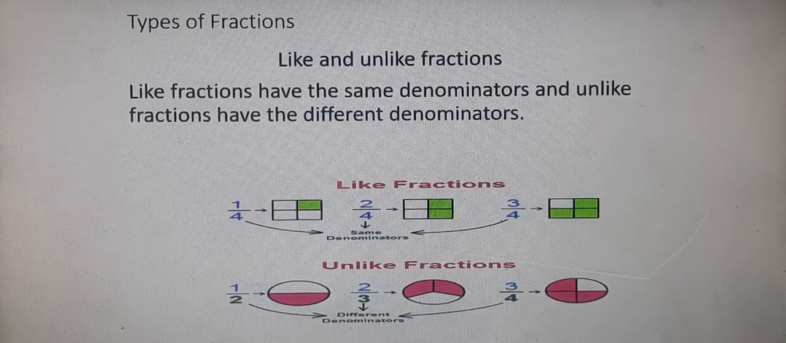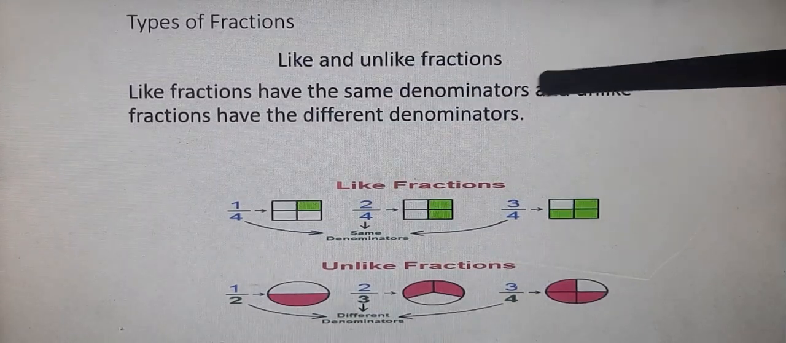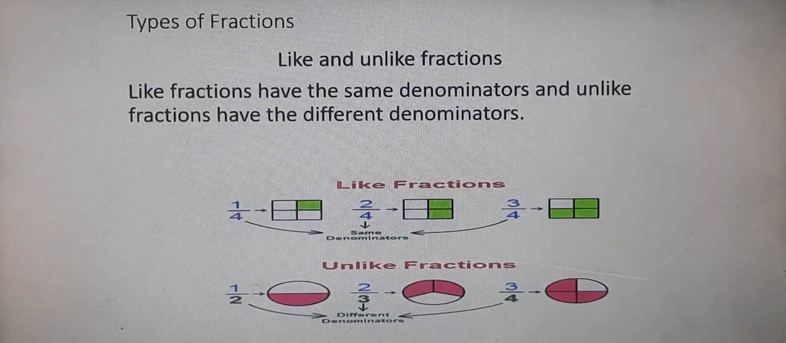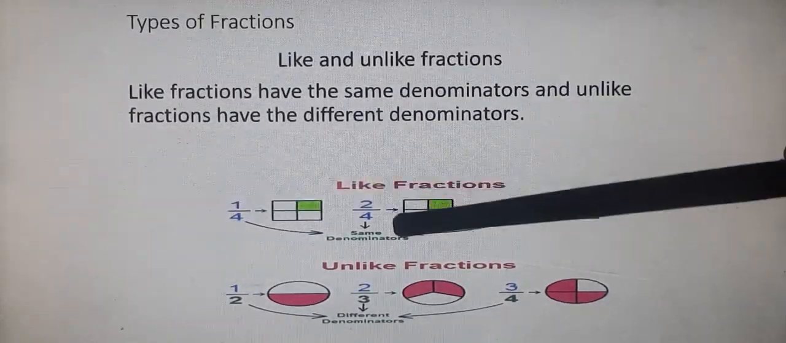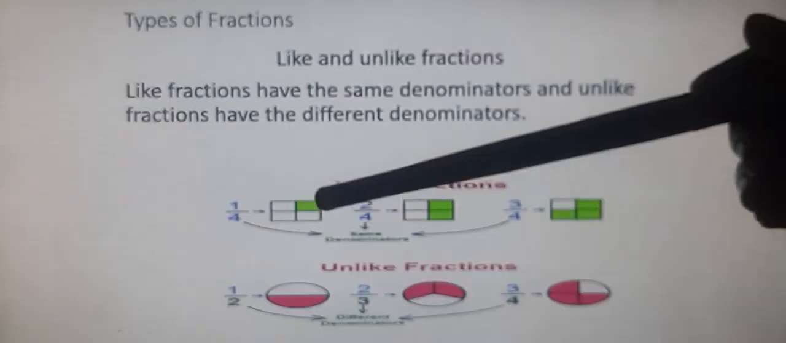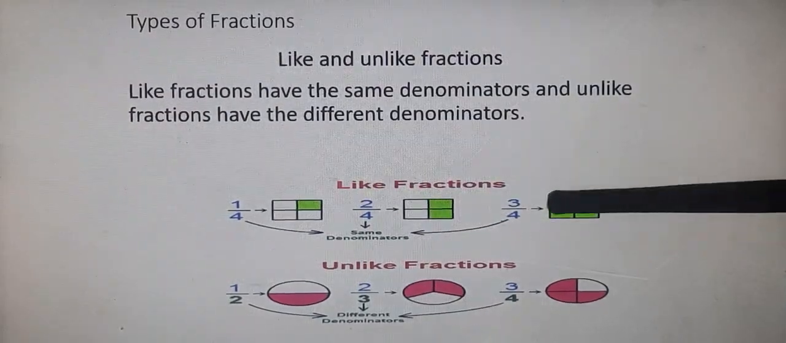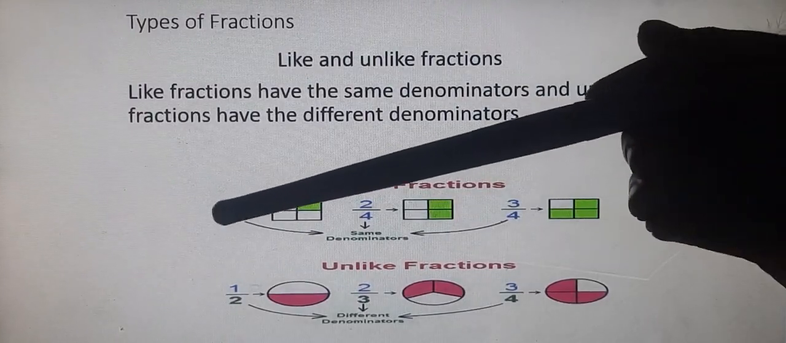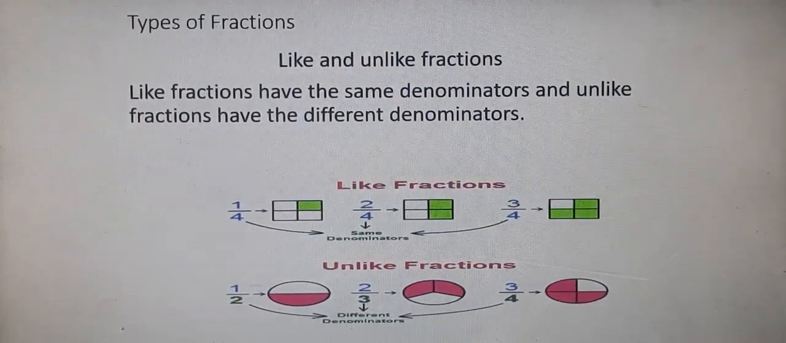Types of the fractions. First of all, we will do like and unlike fractions. Like fractions have the same denominators, or we can say fractions having same denominators are known as like fractions, and the fractions having different denominators are known as unlike fractions. Like 1 upon 4, 2 upon 4, 3 upon 4. Whole is divided into 4 equal parts and one part is shaded, 1 upon 4, 2 parts are shaded, 2 upon 4, 3 parts are shaded, 3 upon 4. So denominator is same, 4. So these are the examples of like fractions.